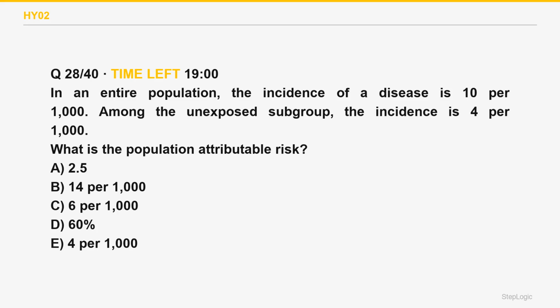What is the population attributable risk? In an entire population, the incidence of a disease is 10 per 1,000. Among the unexposed subgroup, the incidence is 4 per 1,000. Read the command, population attributable risk. The whole population risk minus the unexposed risk.